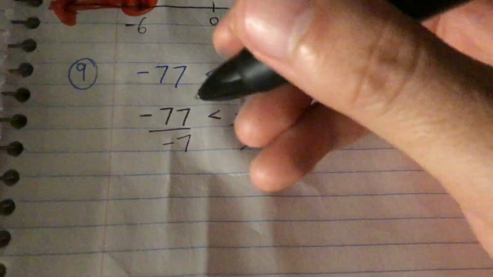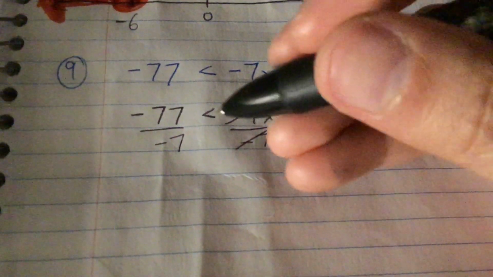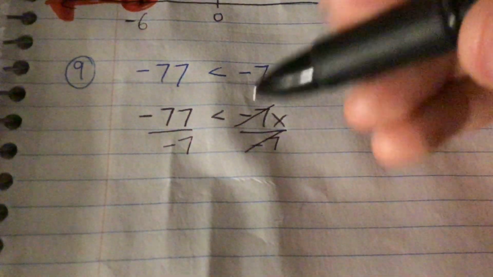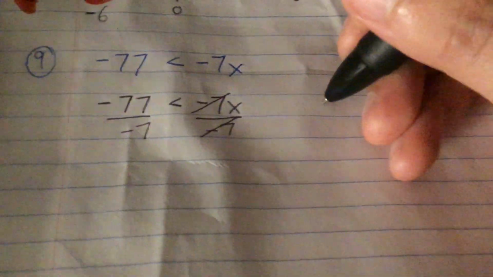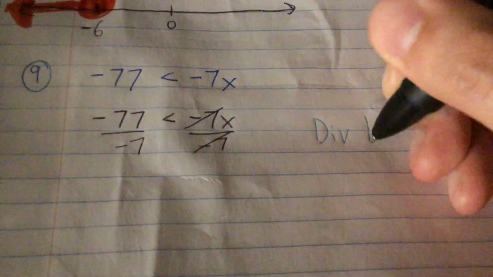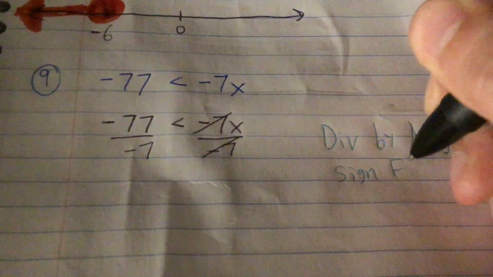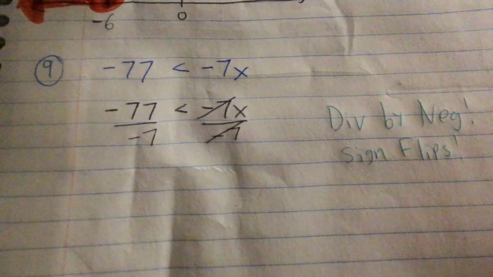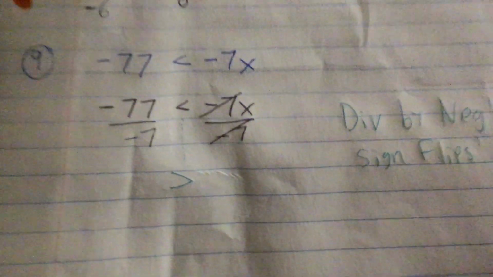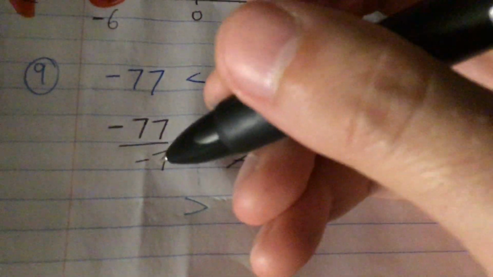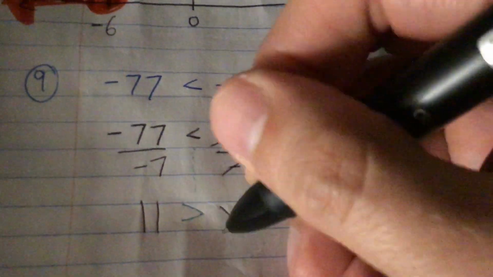So now, does dividing both sides by negative 7 have any impact on this solution set? Yes, the inequality symbol needs to change, because if I divide by a negative, the sign needs to flip. So therefore, I'm going to take this symbol, I'm going to flip it to a greater than, right? And now, negative 77 divided by negative 7 is positive 11. And now we've got x isolated.